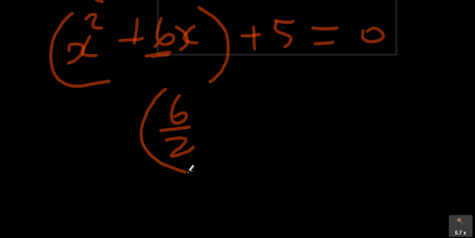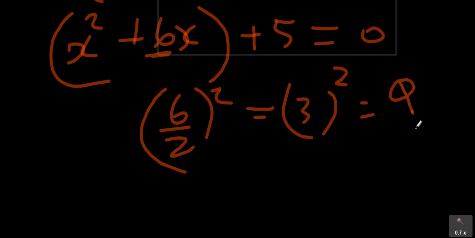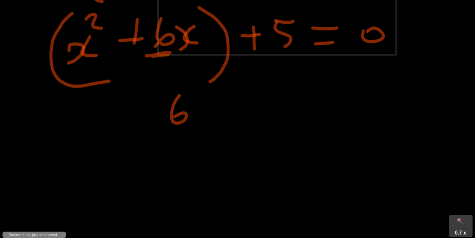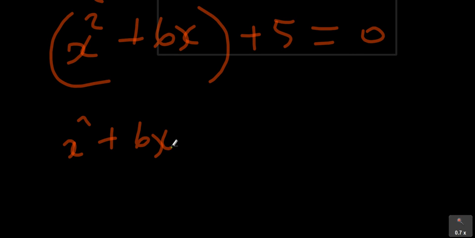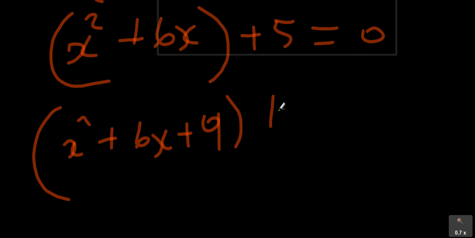Half of b is 3. When we square it, we get 9. And so what we will do, we just add 9 in the bracket where the x's are, and subtract 9 outside. Very simple. And so what we have now is x squared plus 6x plus 9 close bracket plus 5 minus 9 equal to 0.